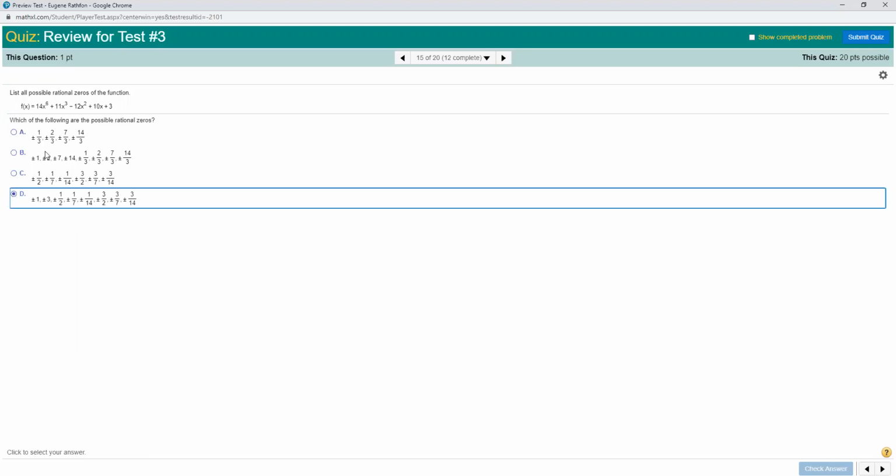Watch out, because looks like B, they took all the first numbers and divided by the last number, okay? But it's always factors of the last number divided by the factors of the first number, okay? So they trying to switch them up on you.